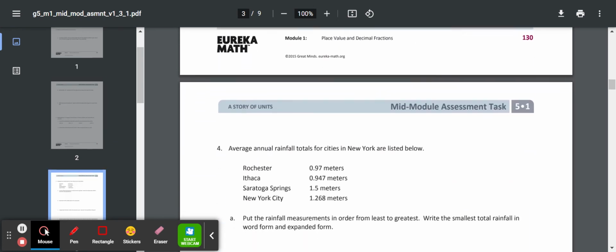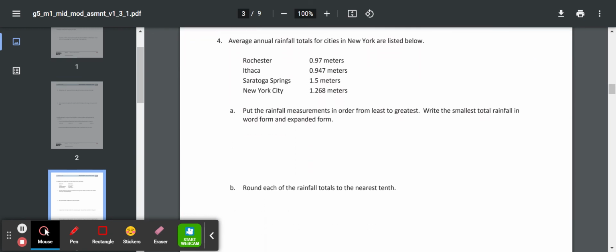On the next page, question 4. Average annual rainfall totals for cities in New York are listed below. In Rochester, it is 0.97 meters. In Ithaca, it's 0.947 meters. Saratoga Springs, 1.5 meters. And New York City, 1.268 meters.